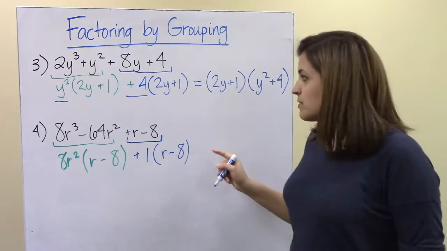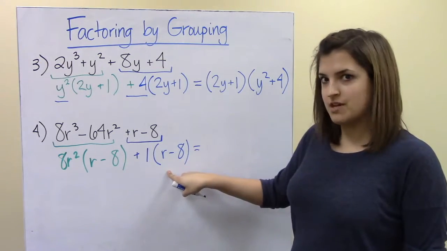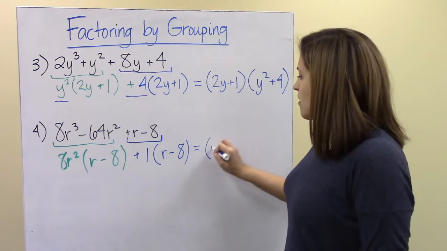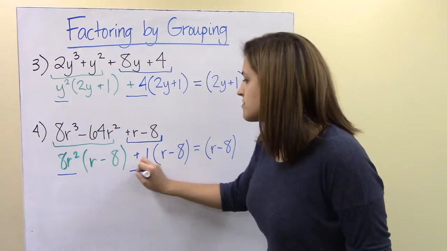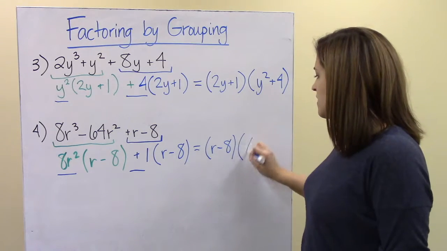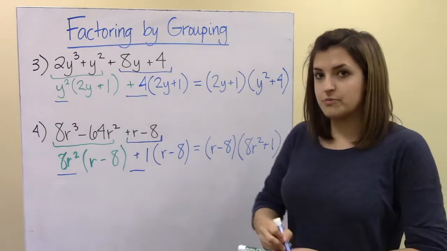And this is exactly what we want because I have r minus 8 and r minus 8. So now I have r minus 8 and whatever's left over, 8r squared plus 1. All right, let's do one more.